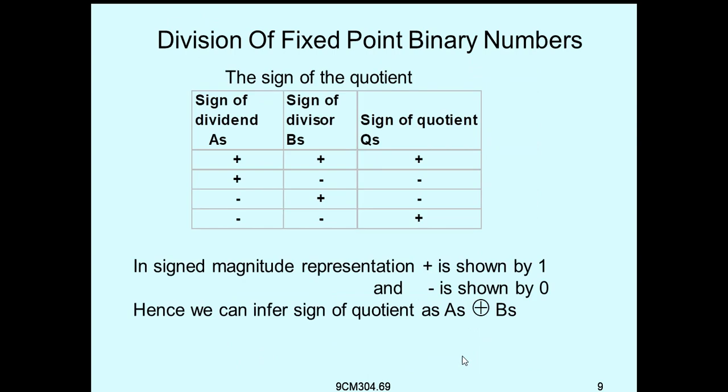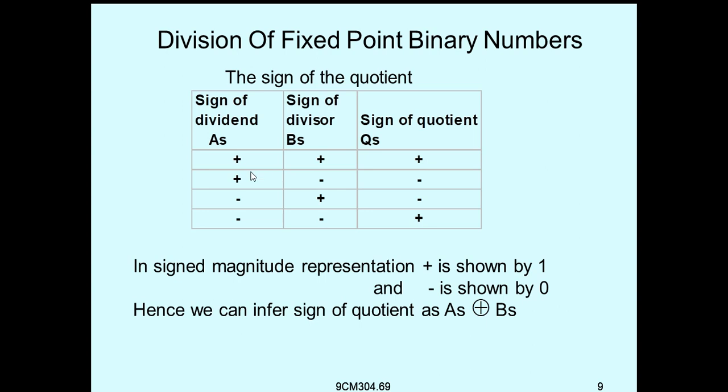So how can you decide the sign of the division of fixed point binary numbers? Based on this, we can decide the sign of the division of the two fixed point binary numbers. If the sign of the dividend AC is plus and the sign of the divisor is plus, the sign of the quotient QS is plus.